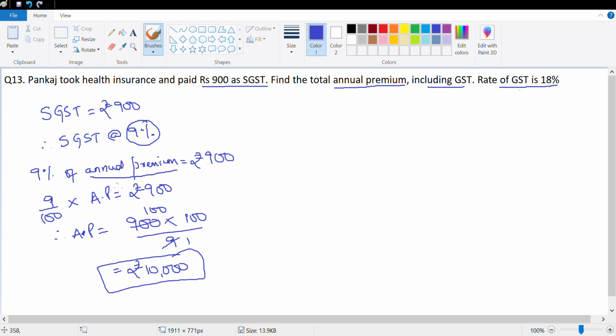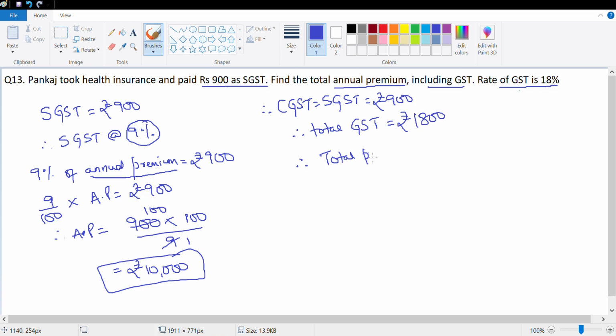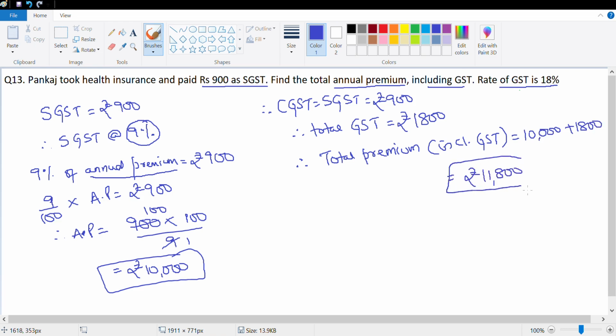If SGST is 900, CGST is always equal to SGST, which is equal to 900 as well. Therefore, total GST is equal to CGST plus SGST. That will be 900 plus 900, which is 1800. Therefore, total premium including GST would be equal to the cost of the product, which in this case is the premium, that's 10,000 plus 1800, that would be equal to rupees 11,800. Good, let's look at the next question.